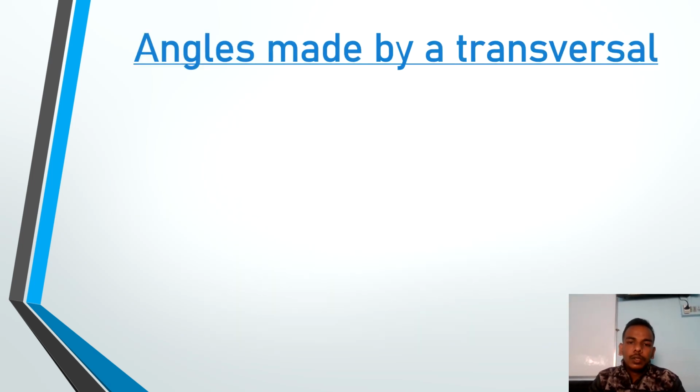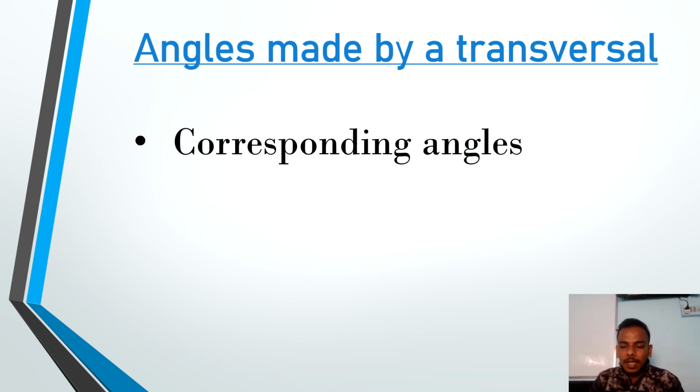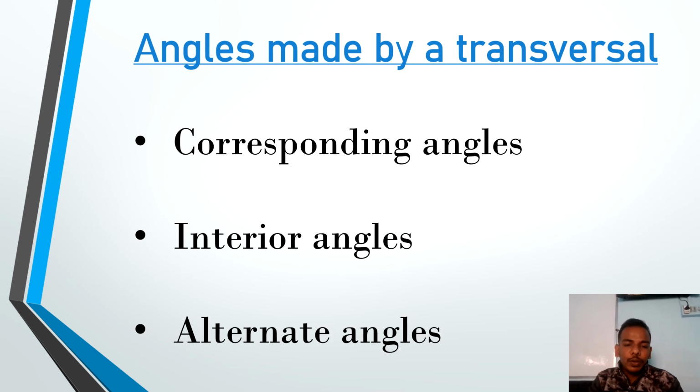Right. So now we have to see in this lecture the angles made by the transversal. If two parallel lines and one transversal are there, a total of 8 angles are formed. These 8 angles can be divided into three types. The first type is corresponding angles, the second type is interior angles, and the third is alternate angles. So what do you mean by corresponding angle, interior angle, and alternate angle? This you have to see in this slide.